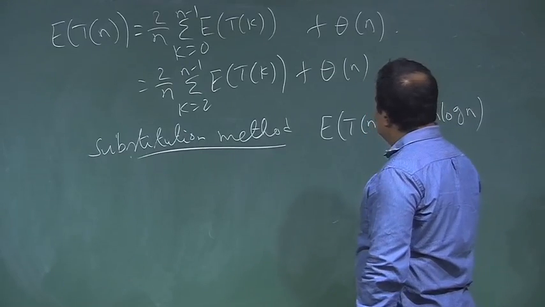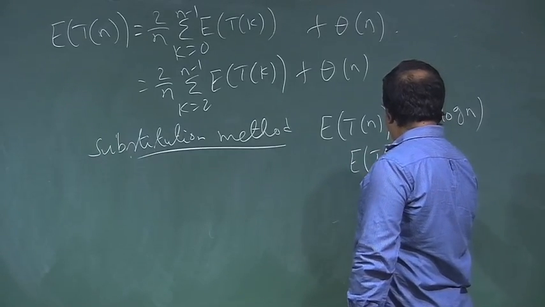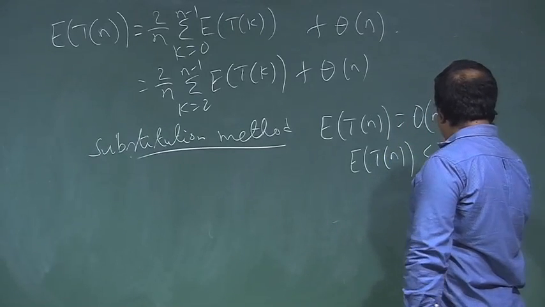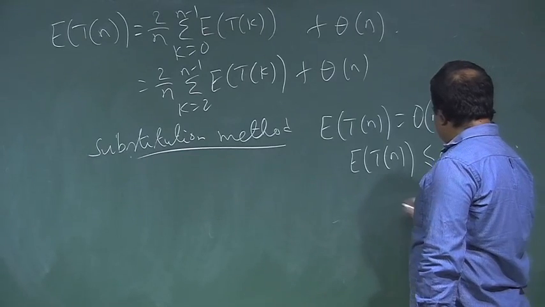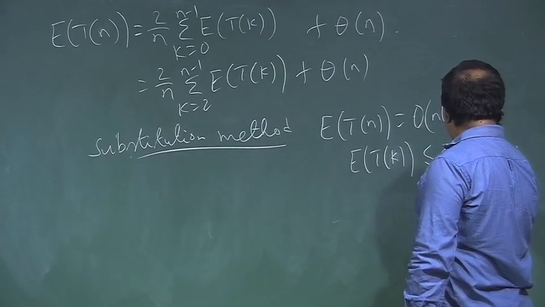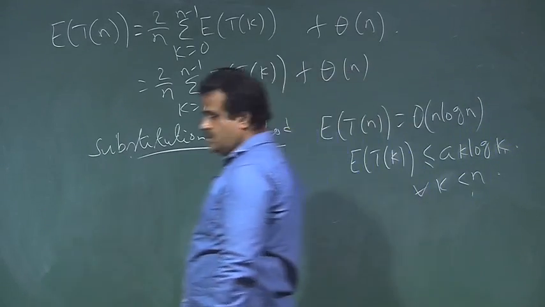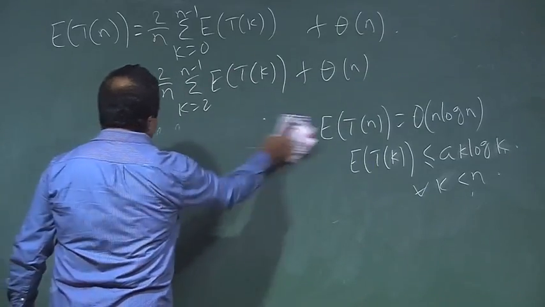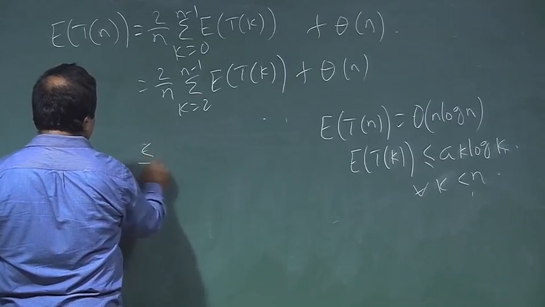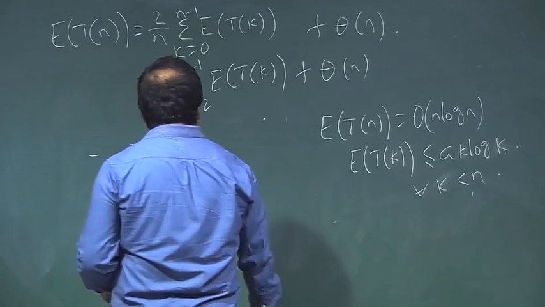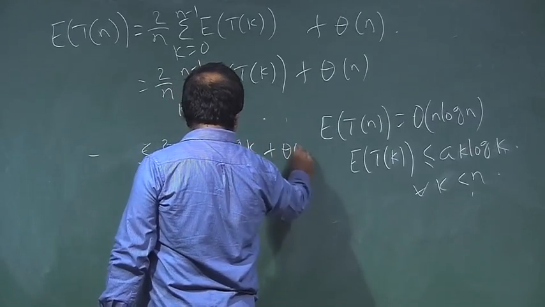Since this is a big theta we are proving, we are assuming the expectation of T(n) is less than or equal to a n log n, where a is a constant. This is our assumption. This is true for all k less than n, and this we have to prove. So we put it here, and this will give us less than 2 by n summation over a k log k, plus theta of n.